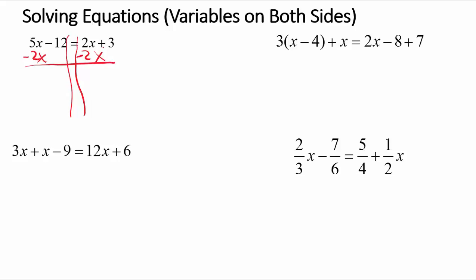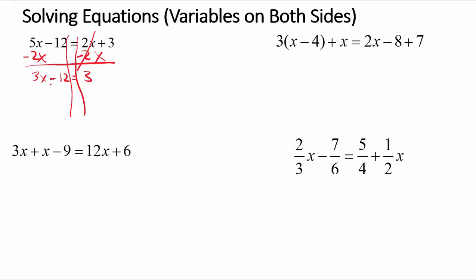So in this case, since that 2x is positive, I'm going to subtract the 2x from the 5x over here. So again, if I do it on the left, I also have to do it on the right. So I've subtracted 2x on both sides. We'll cancel this 2x out. And now 5x minus 2x is 3x. So it's 3x minus 12 is equal to 3. And now from here, you can see that this is an equation that you should be familiar with solving.